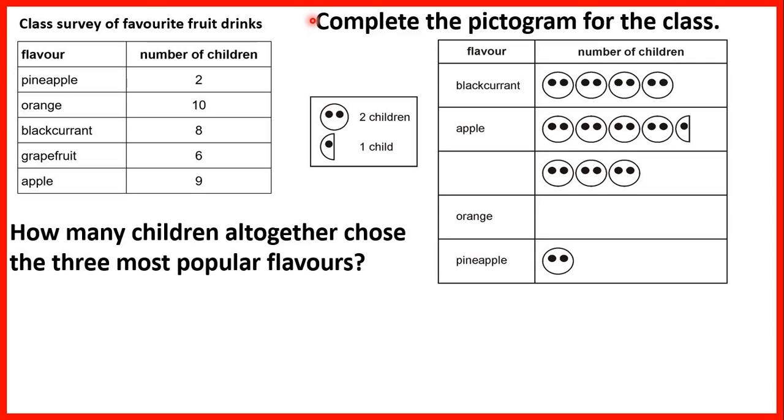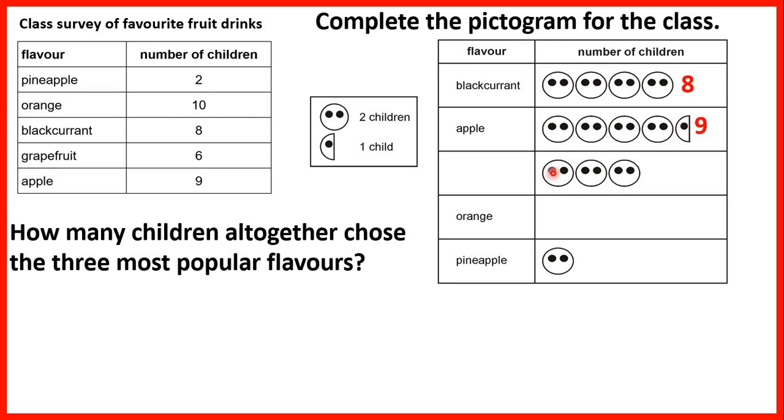Complete the pictogram for the class. So if we look at the key, we can see that a whole face is 2 children and half a face is 1 child. So for blackcurrant, because that's 8 children, we have 2, 4, 6, 8. And then for apple, to show 9 children, we have 2, 4, 6, 8, and then half a face, so that's 9.